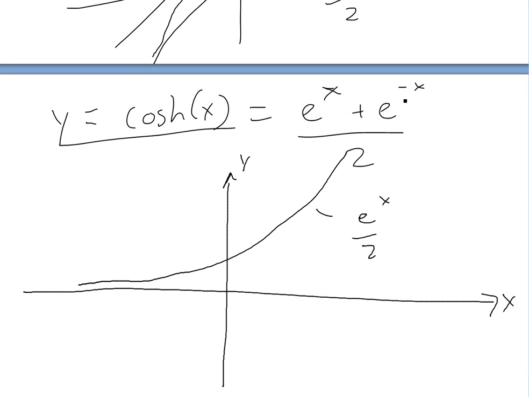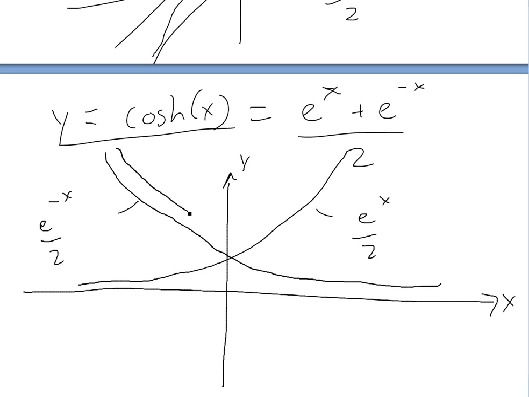And then e to the negative x over 2 is going to be something like this, right across here, where it's exactly the same here. And it goes to 0 there. And this one is e to the negative x over 2. And then this is a summation of it, so it's going to look something like this. Further out here, this is 0, so it asymptotes over there, and it goes something like that. So this is cosh of x.